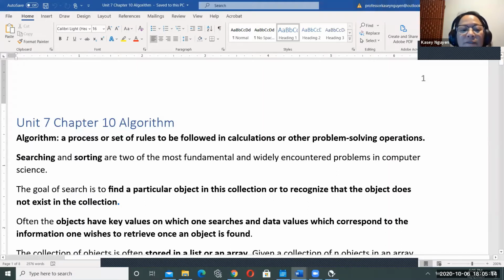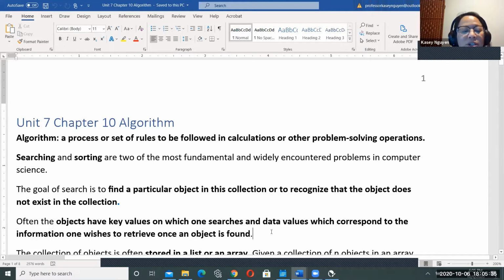So we're gonna find a particular object in the collection, and we want to implement the steps on how to recognize that object, whether it exists or not, okay? So today we're gonna take a look at the algorithm for those steps.